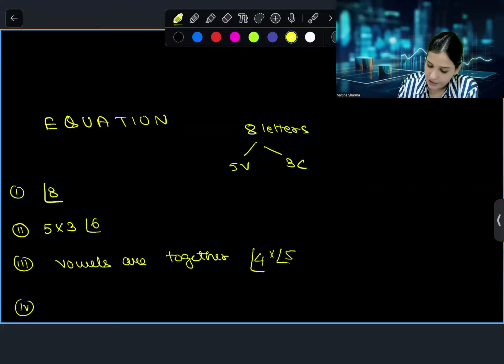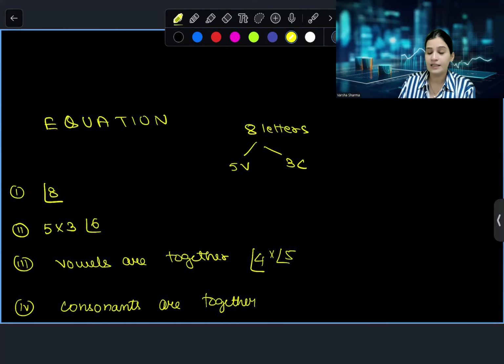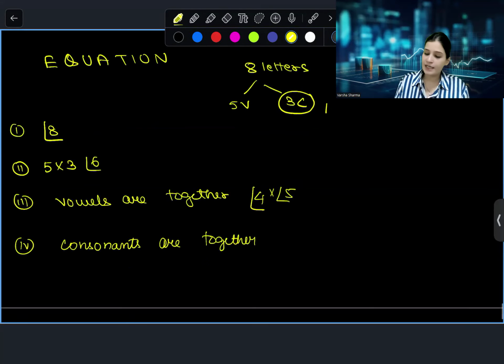If I want consonants to be together, together means all together. All the consonants are together. So what do we do? We form a bundle for the consonants. So 5 vowels and this bundle becomes 6. 6 letters can be arranged in factorial 6 ways. The 3 consonants which were in the bundle can be arranged among themselves in factorial 3 ways. Yes?